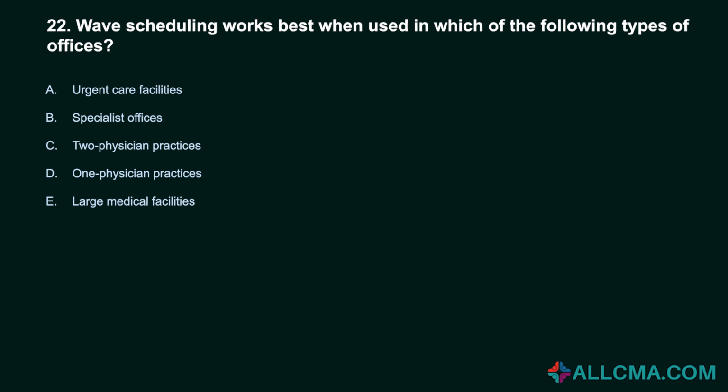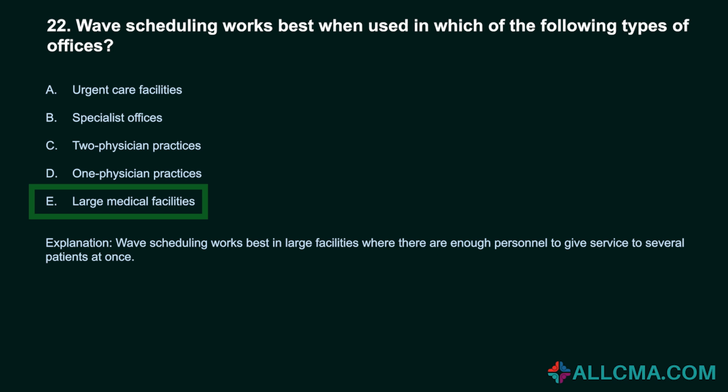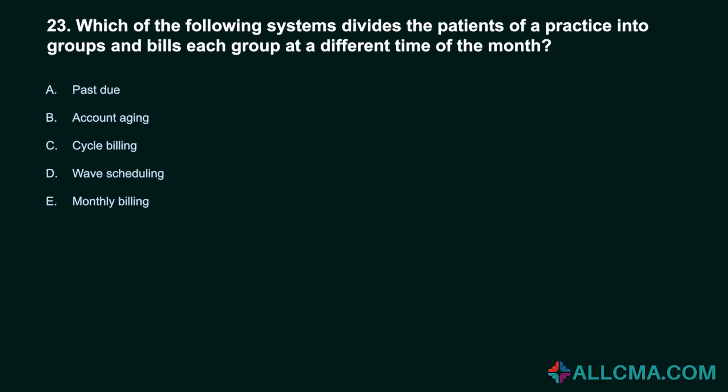Large medical facilities. Correct answer, E. Large medical facilities. Wave scheduling works best in large facilities where there are enough personnel to give service to several patients at once. 23. Which of the following systems divides the patients of a practice into groups and bills each group at a different time of the month?